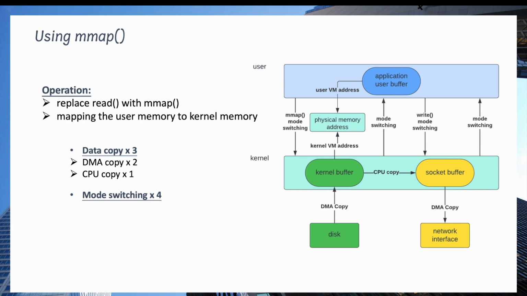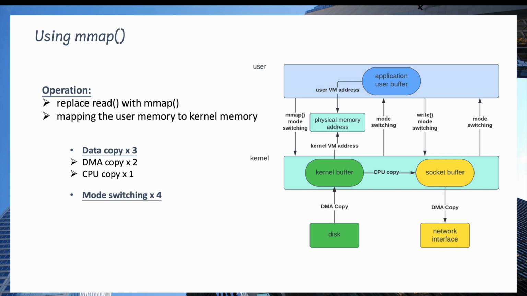As in this figure, the application calls mmap instead of read. Since user memory and kernel memory are sharing the same physical memory address, the data in kernel buffer will be directly copied to socket buffer by CPU. No data are copied to the user memory in this case. With mmap, we successfully get rid of one CPU copy. But still, we have 3 data copies and this expensive mapping operation on virtual memory. More importantly, there are still 4 times of mode switching.